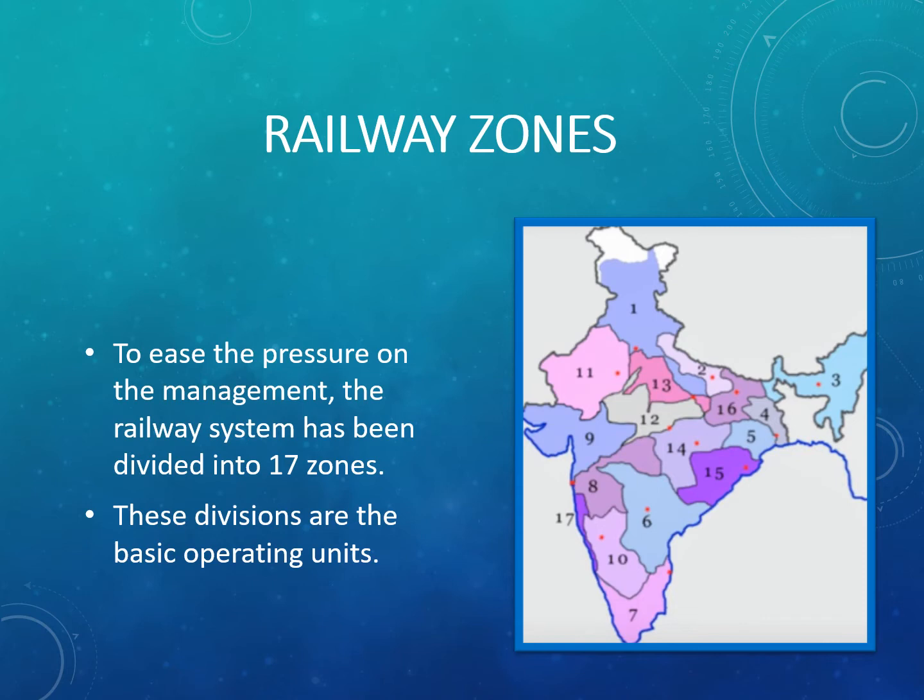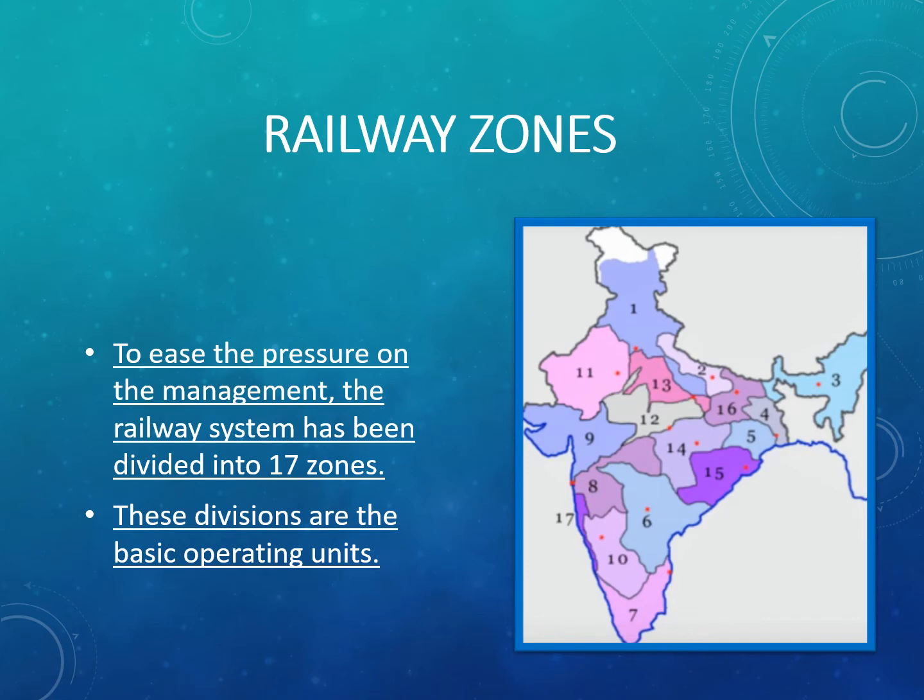Its huge size has put pressure on the centralized management system. To ease the pressure on the management, the railway system has been divided into 17 zones. These divisions are the basic operating units. In the map, you can see the different zones of the railway system in different parts of the country. The red dots show the headquarters of different zones. Now, let's find out the names of different zones along with their headquarters.